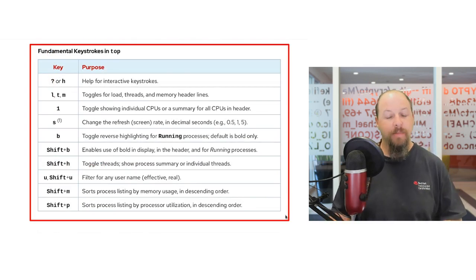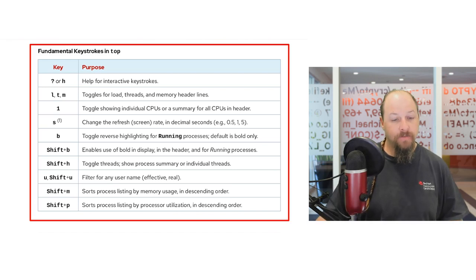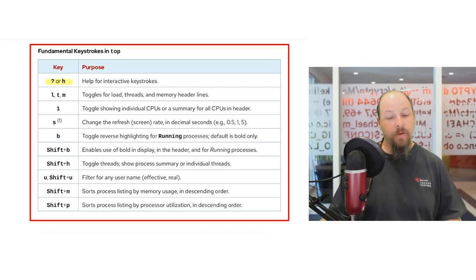This table shows us some of the helpful keystrokes we use within top output. If you wish to get a listing of the commands in order to manipulate the output top is displaying, you can use the question mark or the H key. When we wish to specifically see things like load, threads, or the memory header lines, we have a key for each of those: L, T, and M. The 1 key will toggle on and off the output of the individual CPUs for systems that have more than one CPU, which is not at all uncommon in today's world.